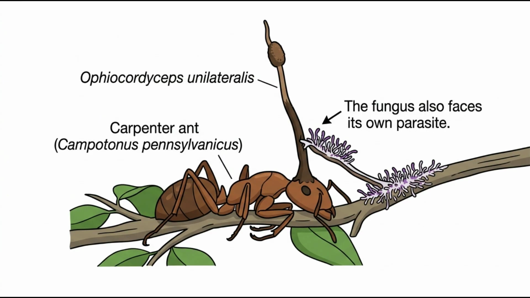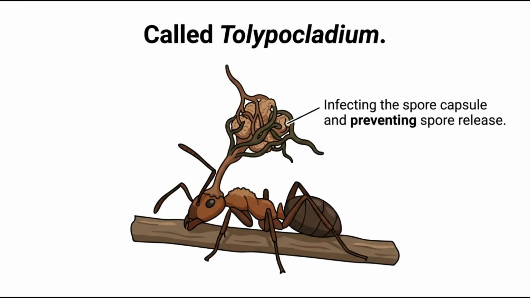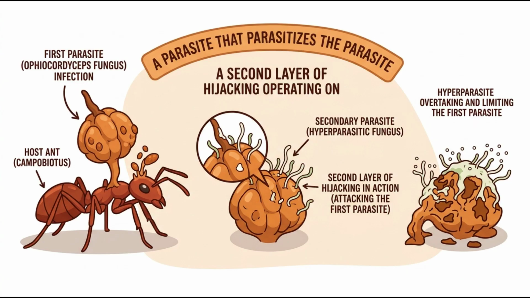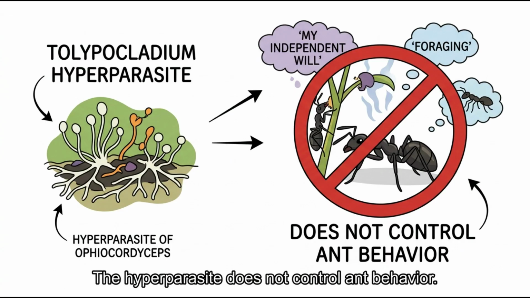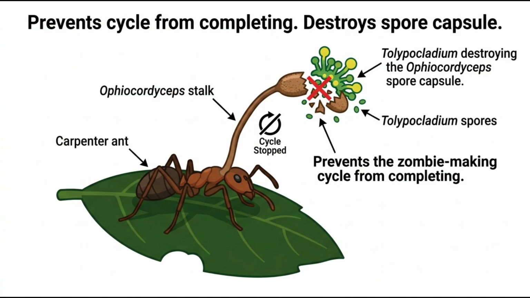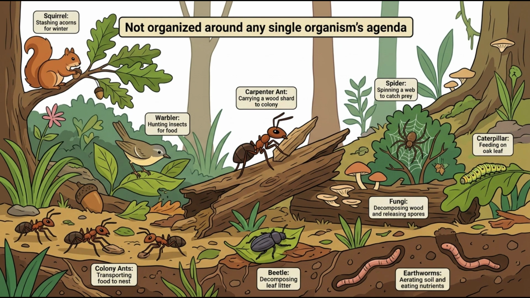The fungus also faces its own parasite. A hyperparasitic fungus called Tolipocladium attacks Ophiocordyceps, infecting the spore capsule and preventing spore release. This means there is a parasite that parasitizes the parasite, a second layer of hijacking operating on top of the first. The hyperparasite does not control the ant's behavior. It simply destroys the spore capsule of the zombie maker, preventing the zombie-making cycle from completing. The forest is not organized around any single organism's agenda.